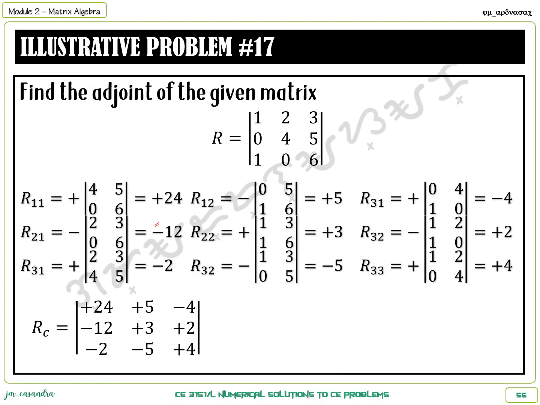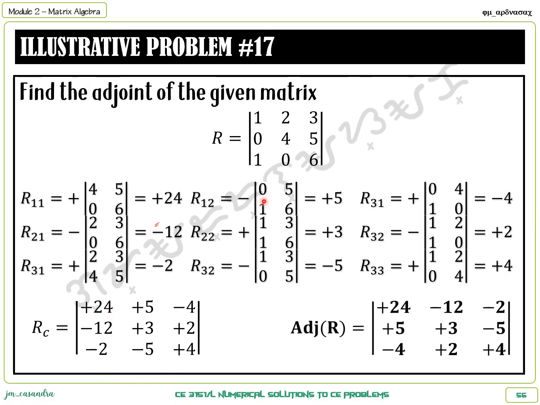So for our adjoint or the adjugate, you just transpose the cofactor matrix. So we'll now have negative 24, negative 12, negative 2. Column now becomes the row, positive 3, positive 5, positive 3, negative 5. Column becomes a row, so we'll have negative 4, positive 2, and positive 4.